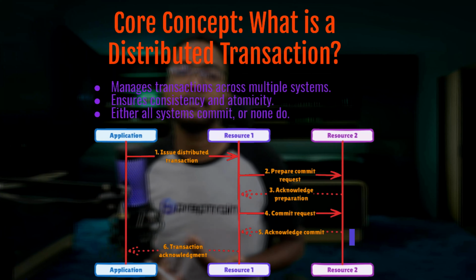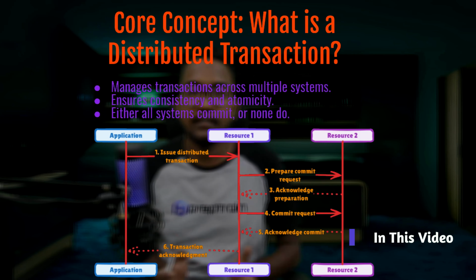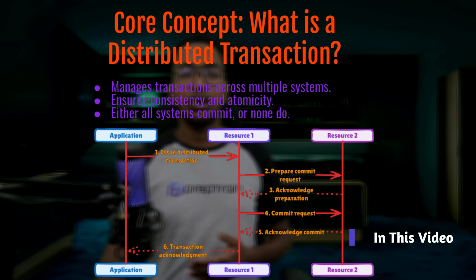Alright, and so what exactly is a distributed transaction? At its core, a distributed transaction is an operation that spans multiple systems or databases. It's different from a regular transaction, which usually operates within a single system.